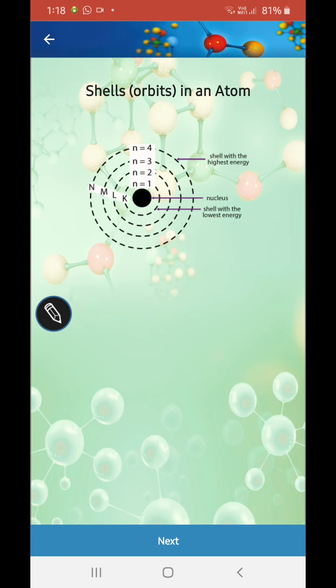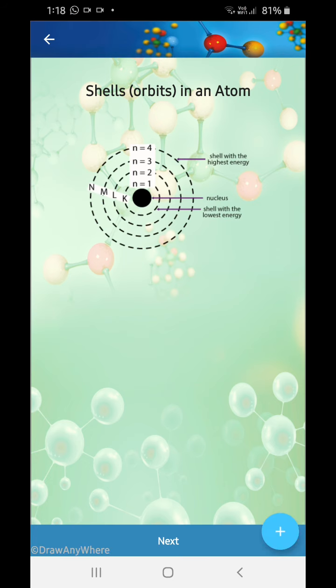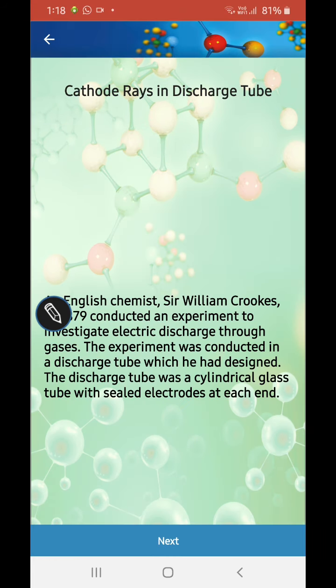Shells over orbits of an atom. The shell of the highest energy is the last shell, okay? So it can transfer or donate easily.